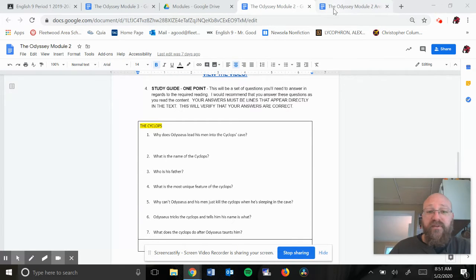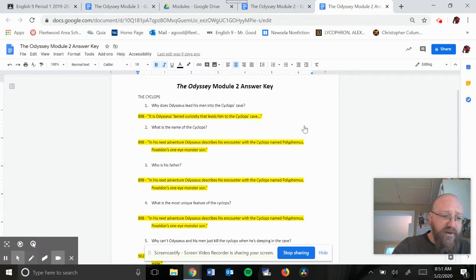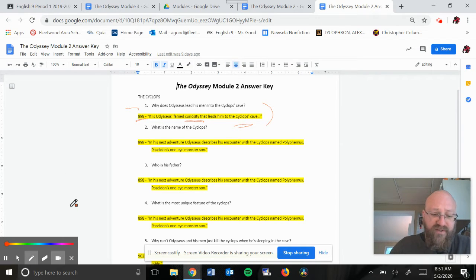Looking at the Cyclops study guide questions, I'm going to open them up on the screen. Oh, there they are. Number 1. Why does Odysseus lead his men into the Cyclops cave? On page 898, it says it's Odysseus's famed curiosity. So he's curious about what kind of creature this land can sustain. So they see these giant footprints that look larger than a man. They're actually giant footprints, and it's Polyphemus's cave, the Cyclops cave, and that's where they go, and it's this curiosity that leads them there.